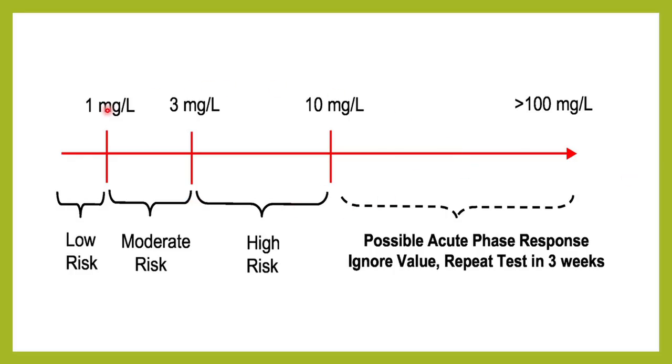When the level of hs-CRP is up to 1 milligram per liter, we say it is low risk. If it is 1 to 3 milligram per liter, it is moderate risk. And if it is more than 3 milligram per liter, it is high risk. If it is going more than 10 milligram, we are not considering this as a test. We tell the patient to repeat the test after 3 weeks. So the sensitivity of this is such that at a very, very small amount, this is able to detect. That is why it is called highly sensitive CRP.